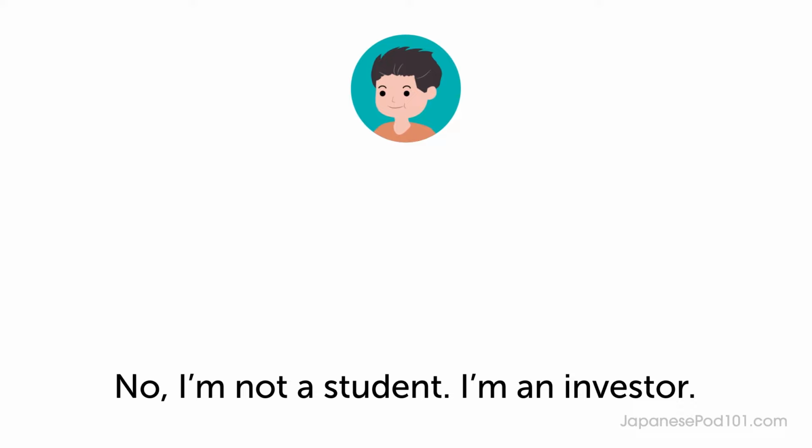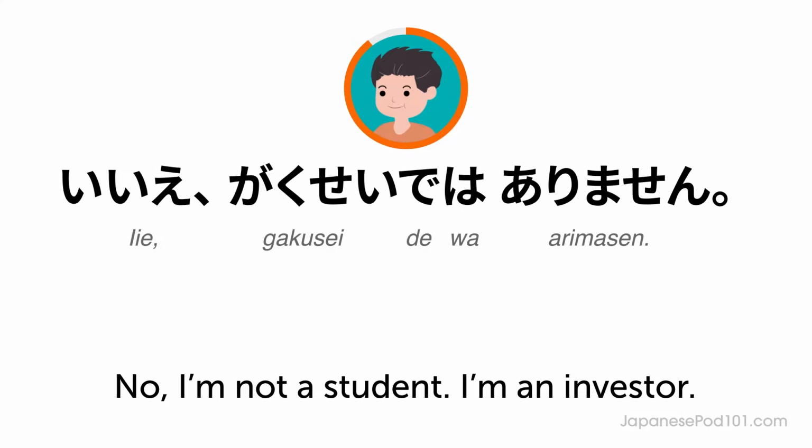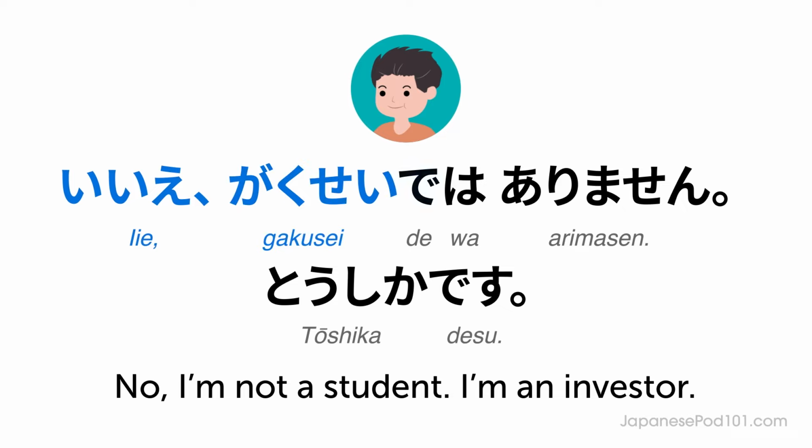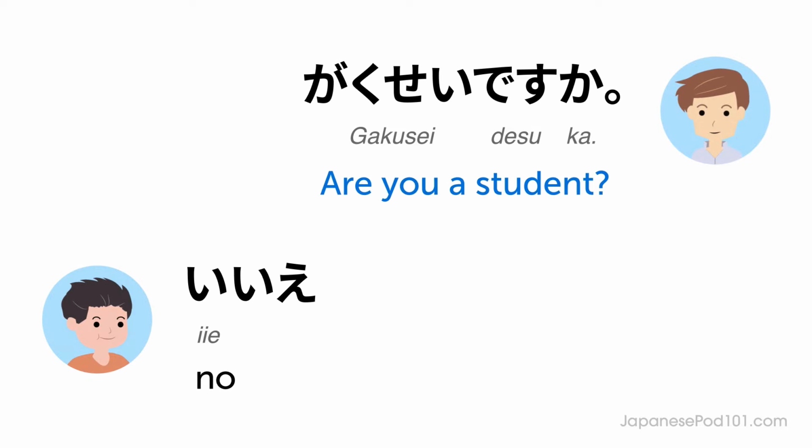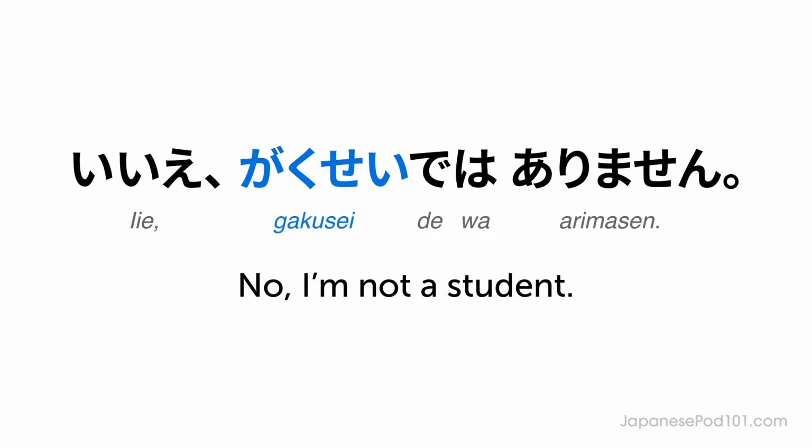Let's take a closer look at the response. Do you remember how Ken Kobayashi says, No, I'm not a student. I'm an investor? いいえ、学生ではありません。投資家です。 First is いいえ, meaning no. It answers Mark's yes or no question, Are you a student? 学生ですか? Next, Ken says, 学生ではありません。 I'm not a student.